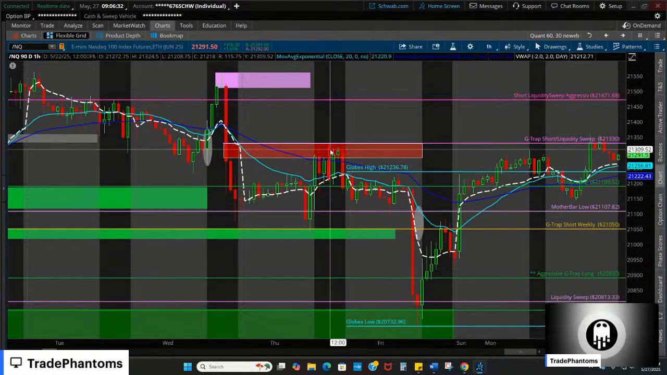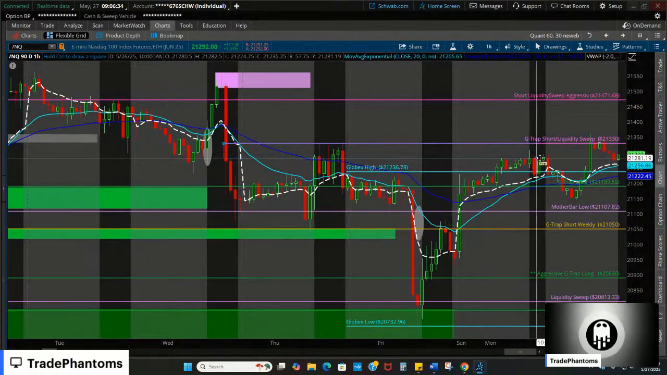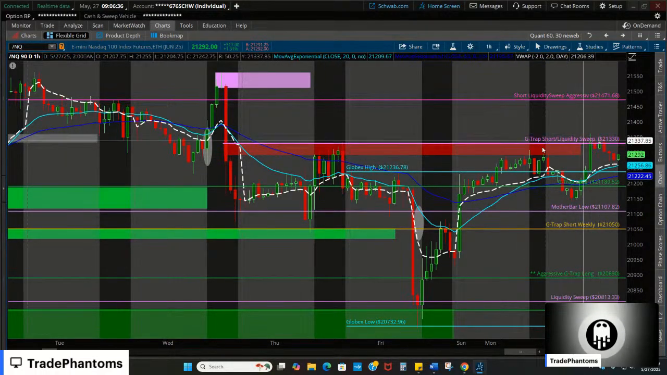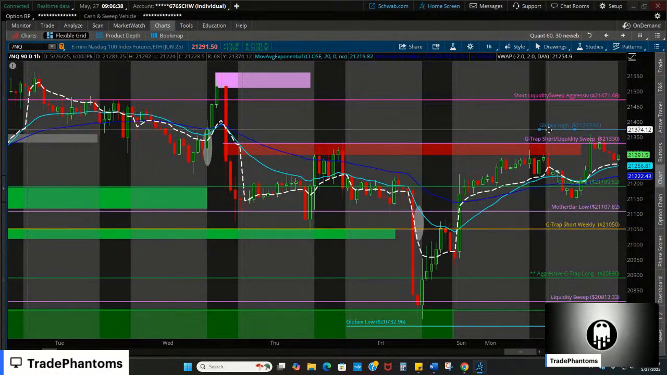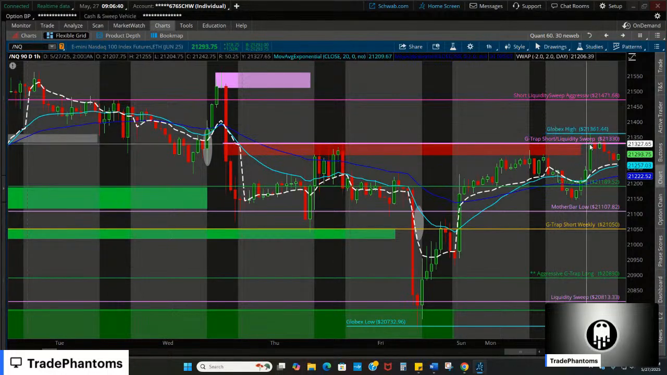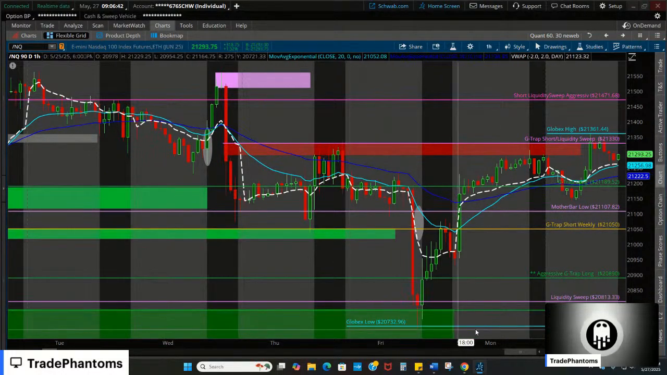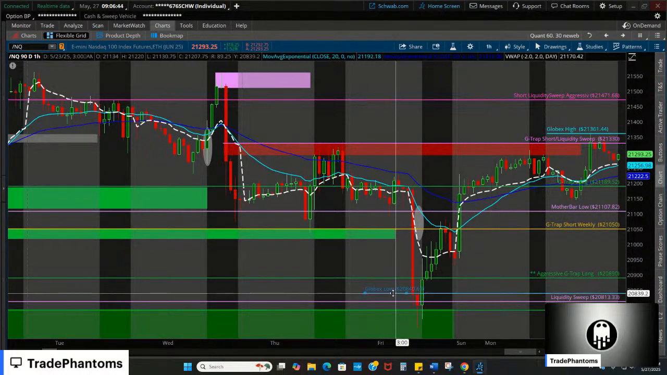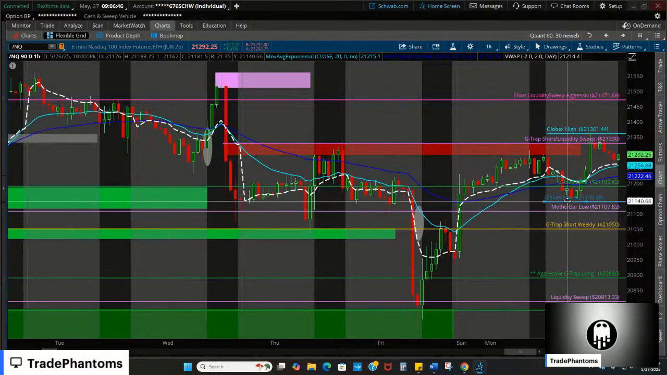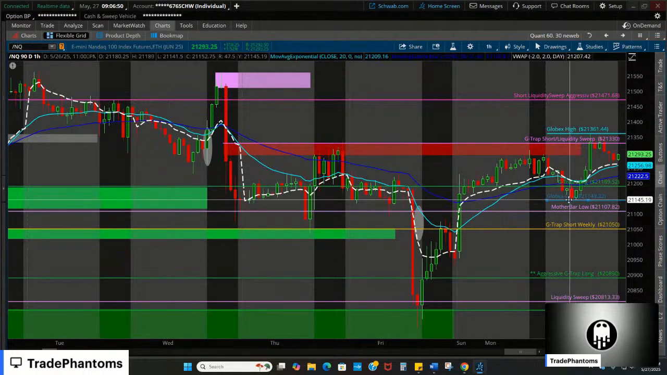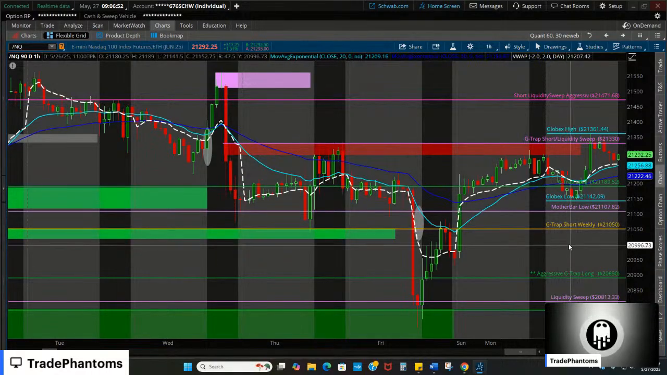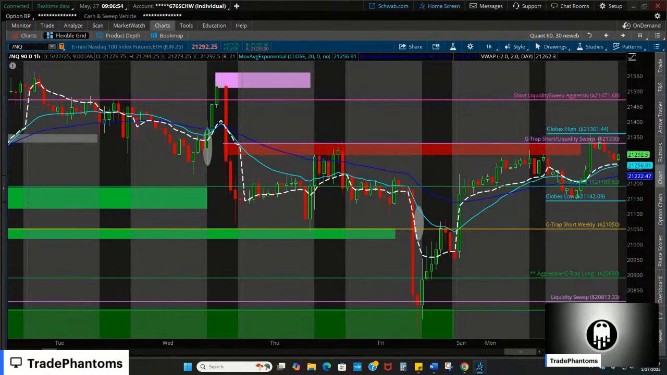All right, G-trap, literally supply, G-trap right above here, liquidity sweep as mentioned, right? That's what the Globex high is right now. All right, nice little pullback, Globex low. Here, I think it's about time to clean this up a little bit.